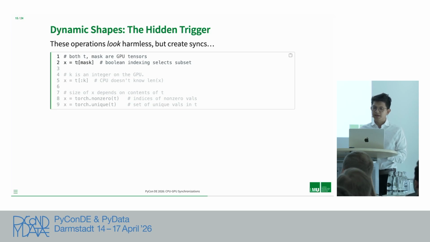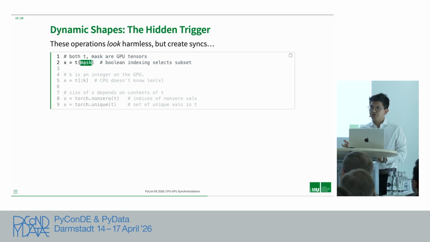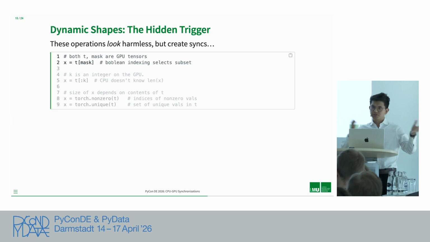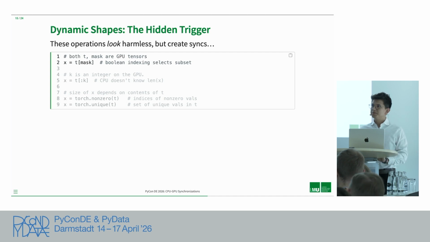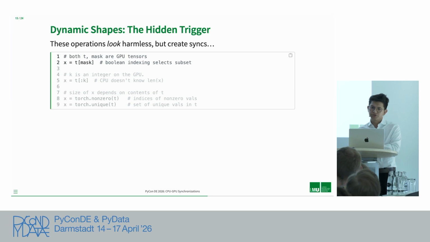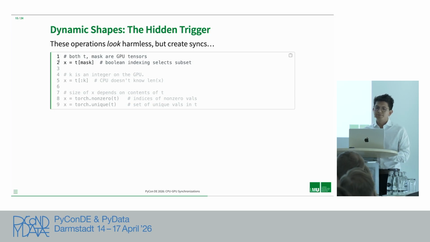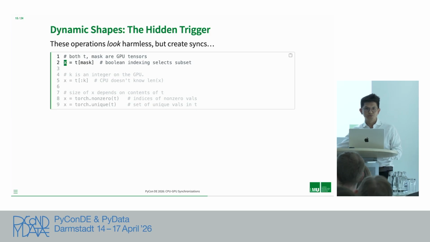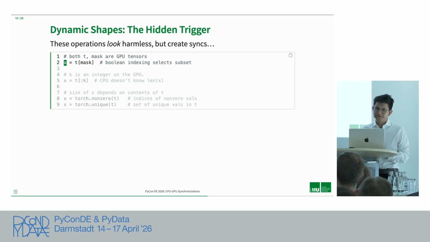This is a case where both T and mask are torch tensors on the GPU. This is basically boolean indexing. So mask is an indexing, and you're selecting a subset of the T tensor. I think it's a very common operation. You do it in NumPy, you do it in Torch. This is very, very common. The problem here is that the length of x, how large x is, will depend on how many Trues there are in the data that's living on the GPU side.